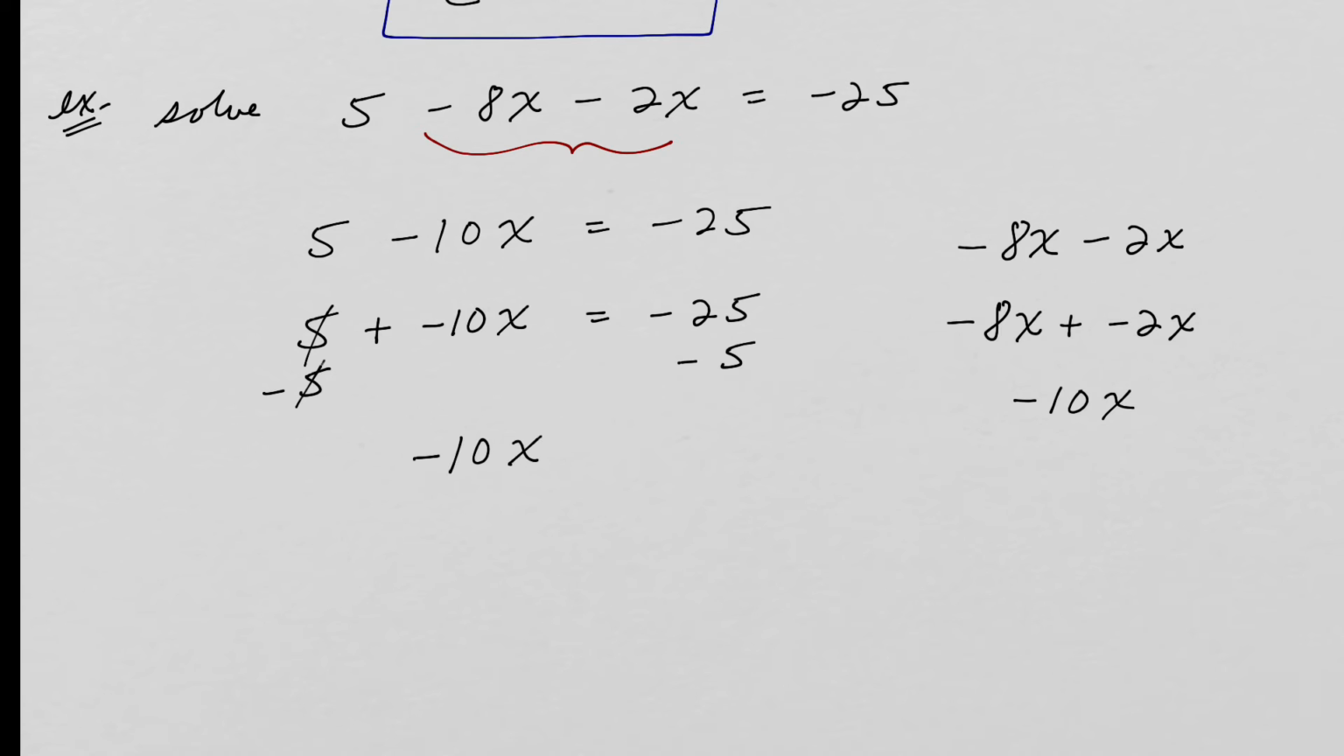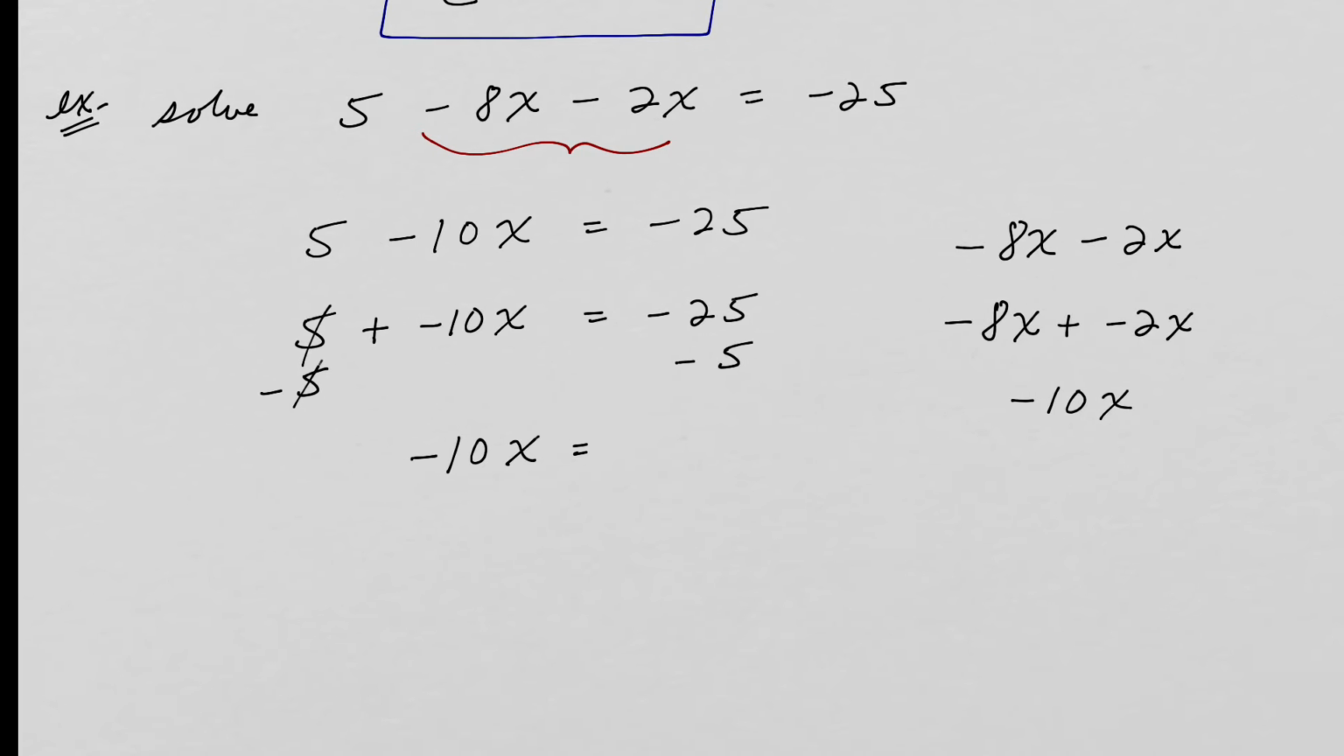So here's where our knowledge of signed numbers comes in. What is negative 25 minus 5? Well, I can do that on the side here, right? If I have negative 25 minus 5, I can think of that as negative 25 plus the opposite of 5, right? And negative 25 plus negative 5 is negative 30. So this is negative 30.